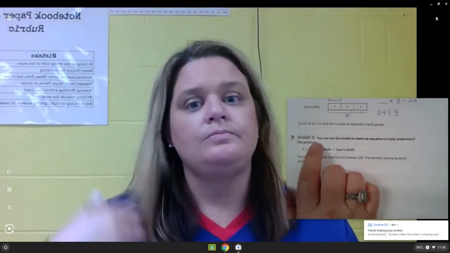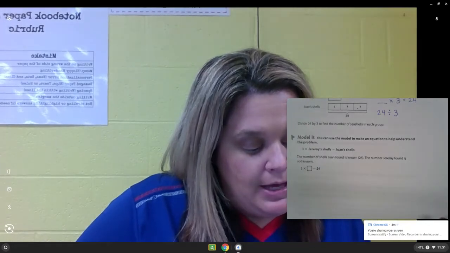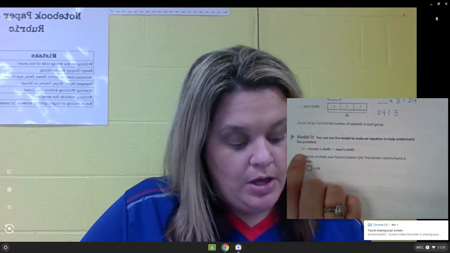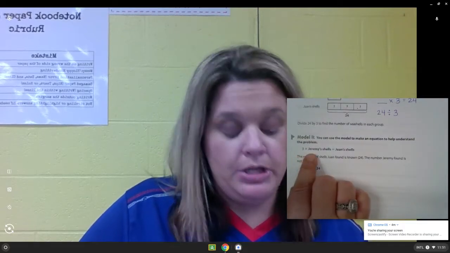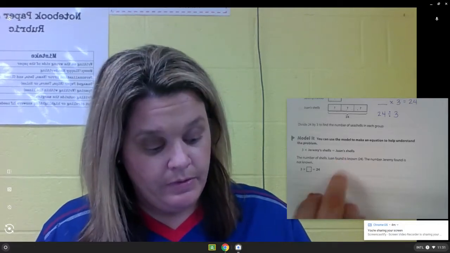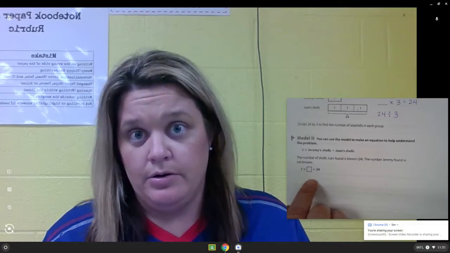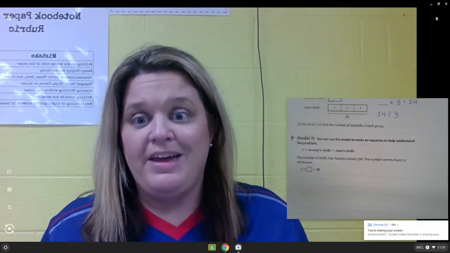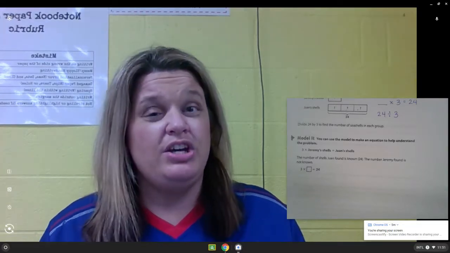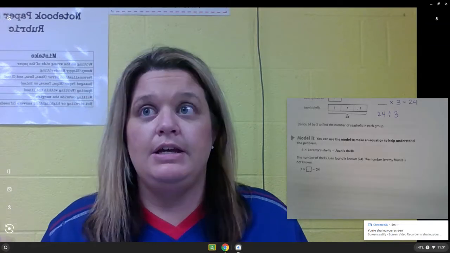So, this is the next step. You can use the model to make an equation to help you understand the problem, just like I did up here. 3 times the amount of Jeremy's shells equals the total number of Juan's shells. So like I said, what number times 3 gives me 24? Well, count by threes if you need to. But you shouldn't, because you should already know your threes. 3, 6, 9, 12, 15, 18, 21, 24.